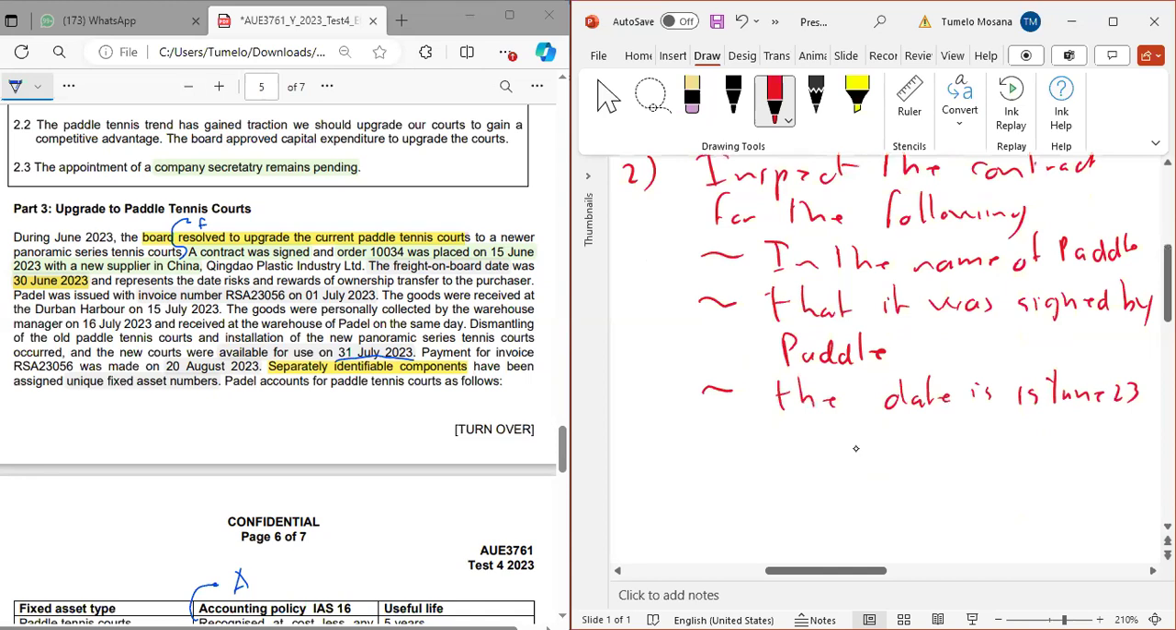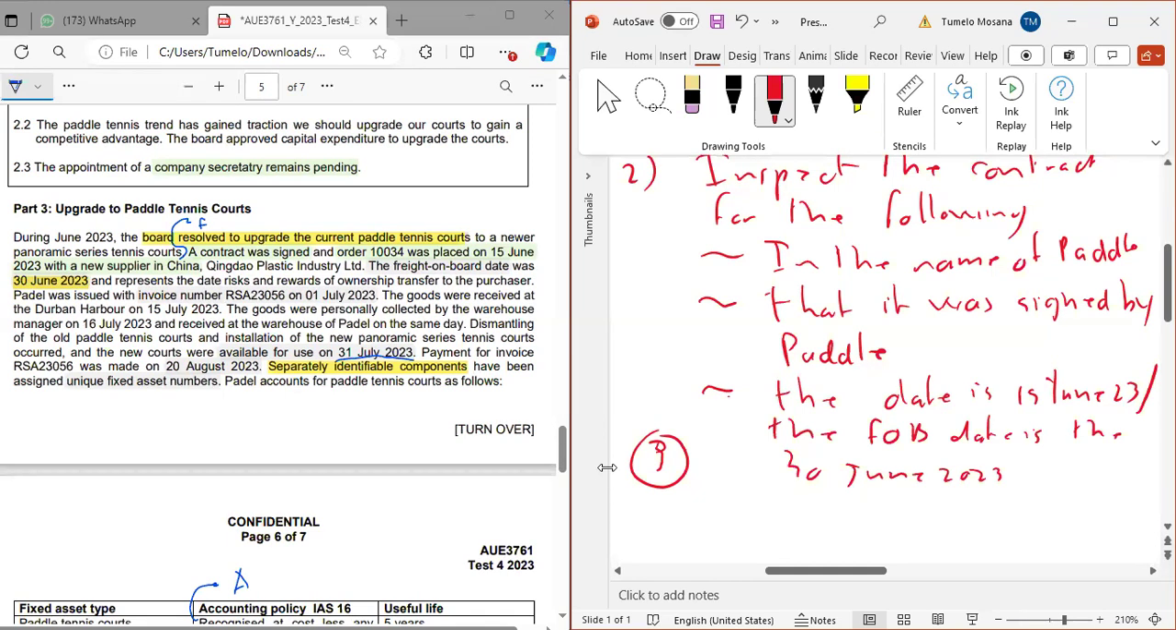Then we can move on to the other one, right? So the flight on board date was the 30th of June, right? That you can also state as part of the date. You could state that the flight on board date is the 30th of June 2023, and this represents the date the risk and rewards transfer to the purchaser.